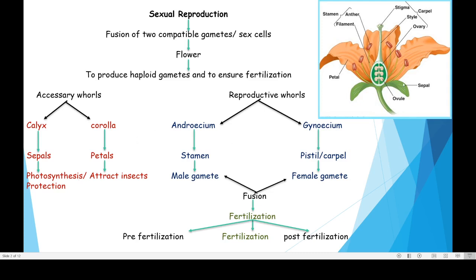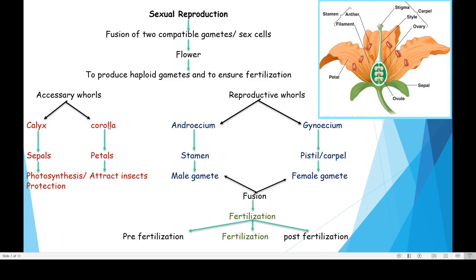As it is green in color, the calyx plays an important role in the process of photosynthesis, and it also protects the bud when the flower is in bud condition. So the calyx protects the flower.